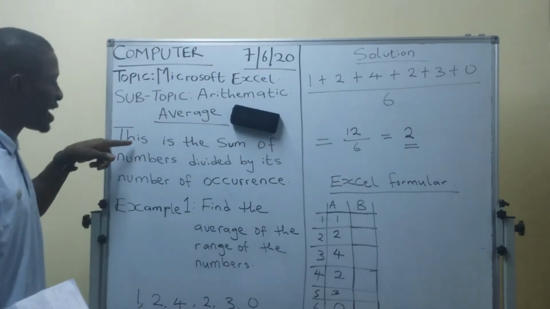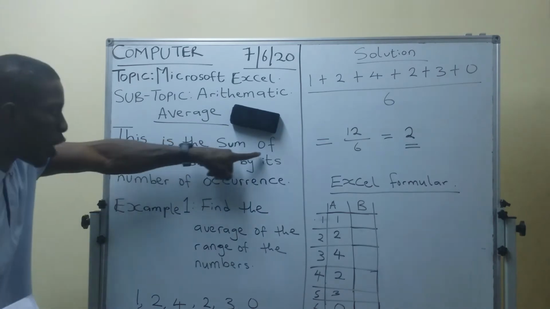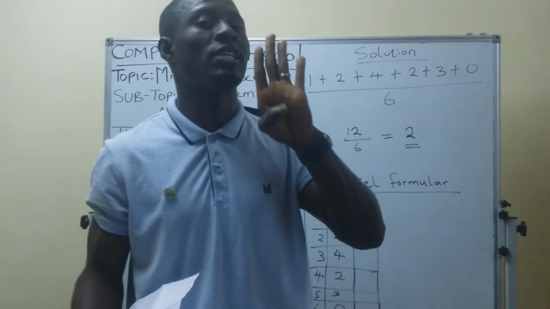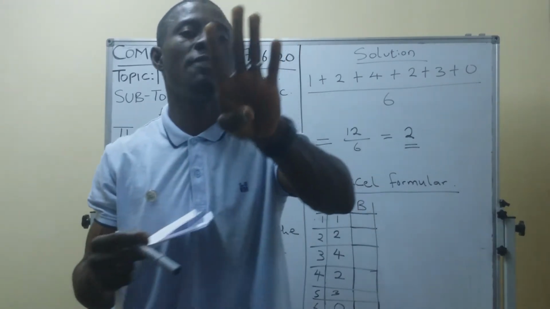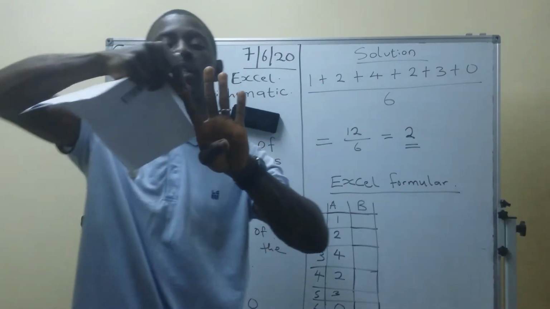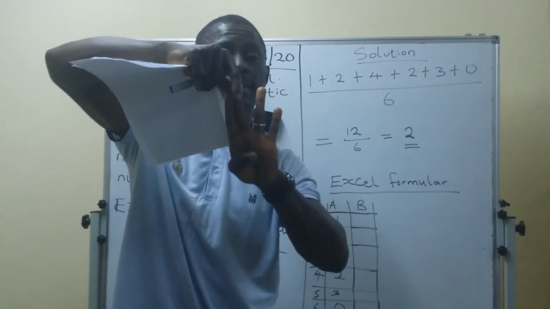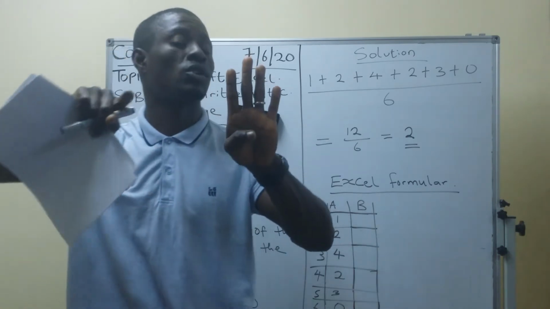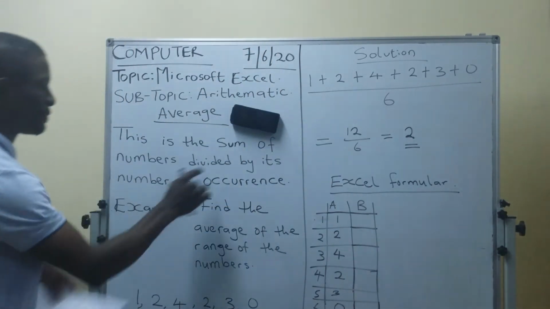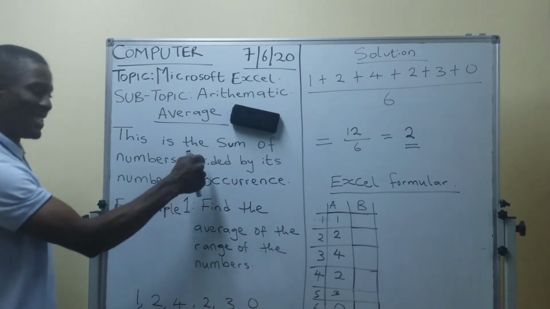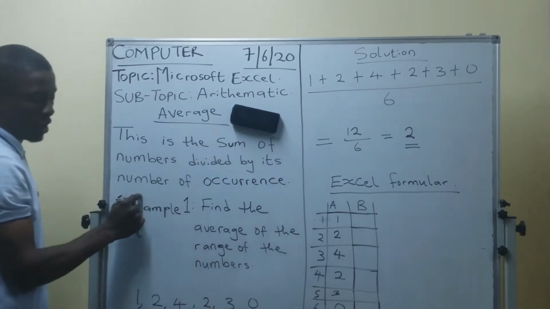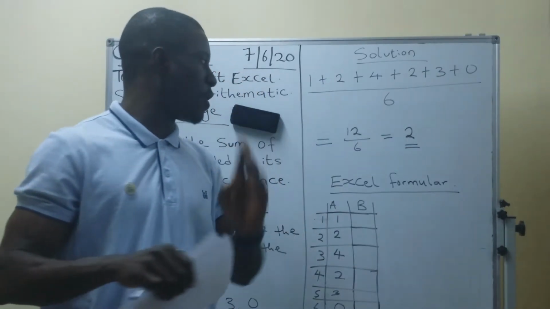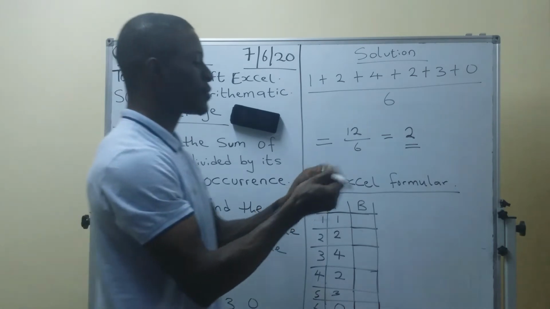So average is the sum of the numbers. You have to get the sum of the numbers first. So if these are the numbers, you have to get the sum. The sum is 1 plus 1 plus 1 plus 1, the answer is equal to 4. Now, divided by its number of occurrence. So you divide it by its number of occurrence.